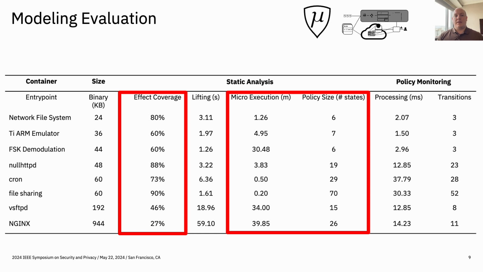In addition, the policy size, or number of states within the effect graph, does not grow significantly even as the binaries grow in size. This allows us to maintain concise system call policies for real-world binary applications and produce effect coverage that is relevant to a particular configuration for an application, as opposed to containing all of the effects contained within the binary.